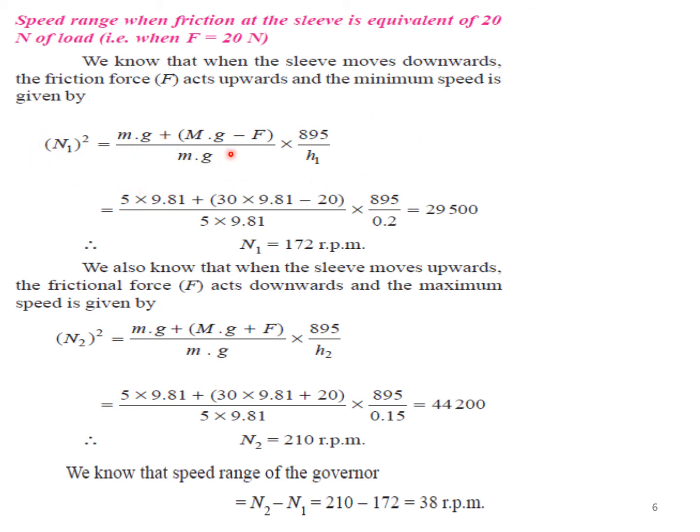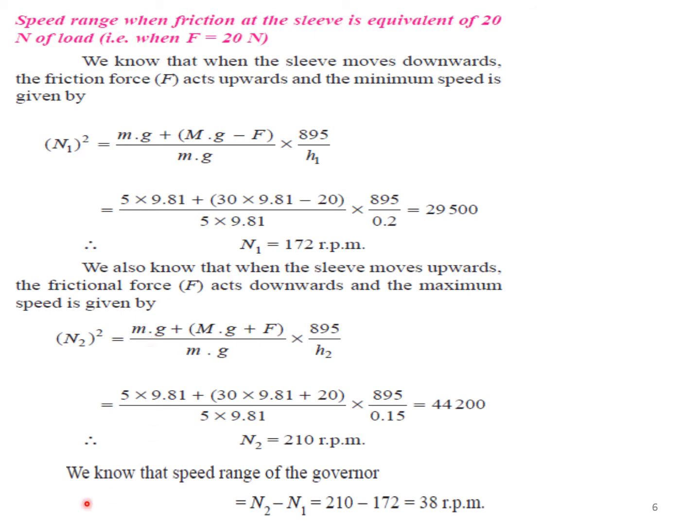For N1 we take it as minus F and for N2 we take it as plus F. Substitute all the values. All the values are known for us: m is known, g is known, capital M is known, F is known, H1 is known. Substituting, we get the value of N1 as 172 rpm. This is for the minimum position.